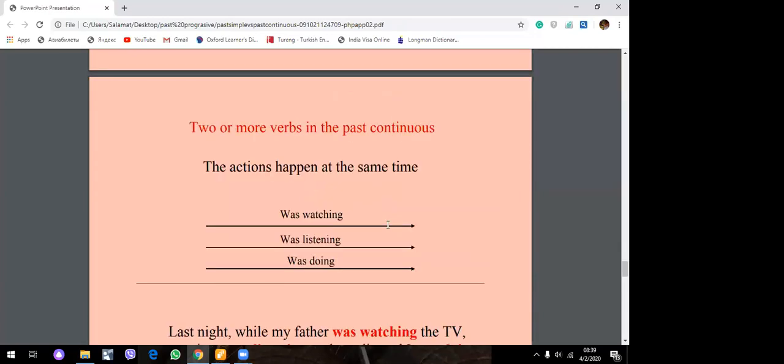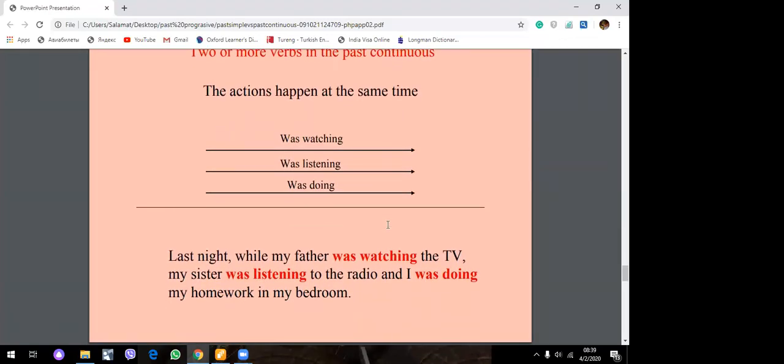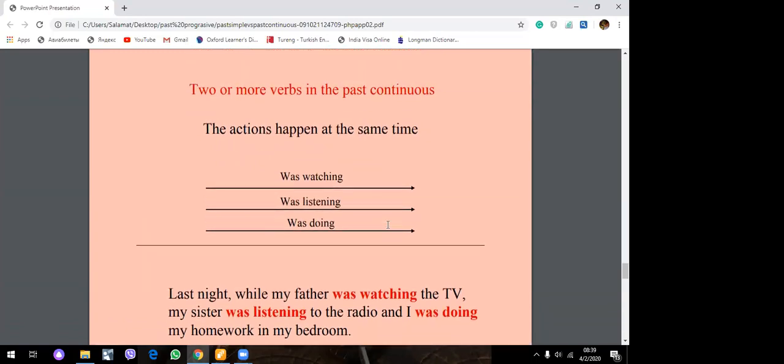But in past continuous tense, if we use more than one action, we use these actions at the same time. The actions happened at the same time, not at different times, like the past simple.